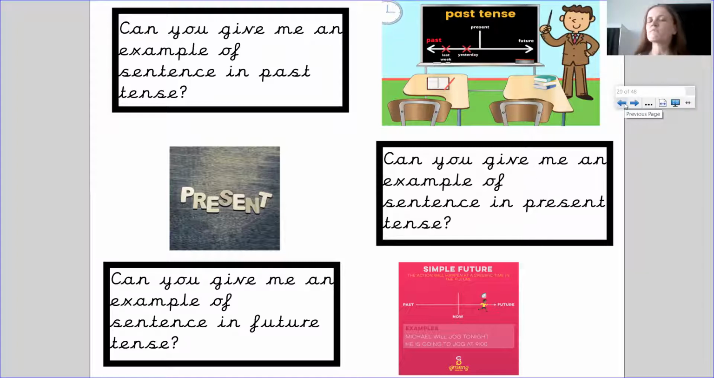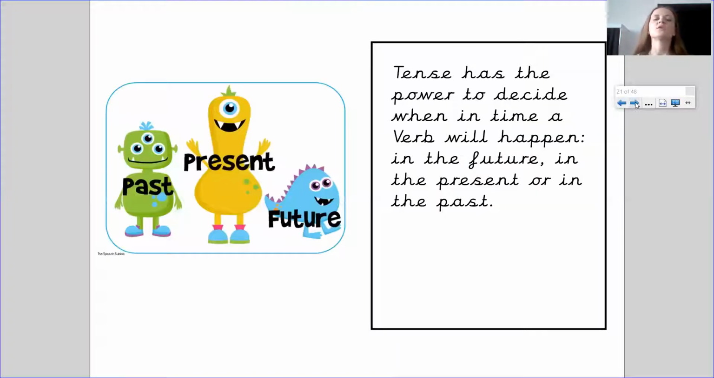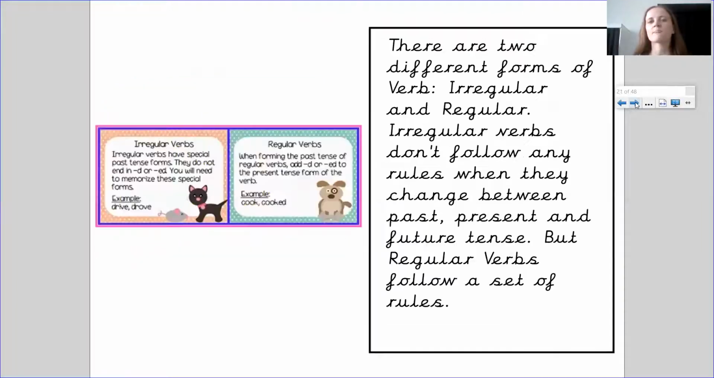Right, so that is something that should have been quite simple to do. We have done this before. You should know your past, your present, and your future tense. And we're going to go a little bit more into that. So, like I said, tense has the power to decide when in time a verb will happen, in the future, in the present, or in the past.